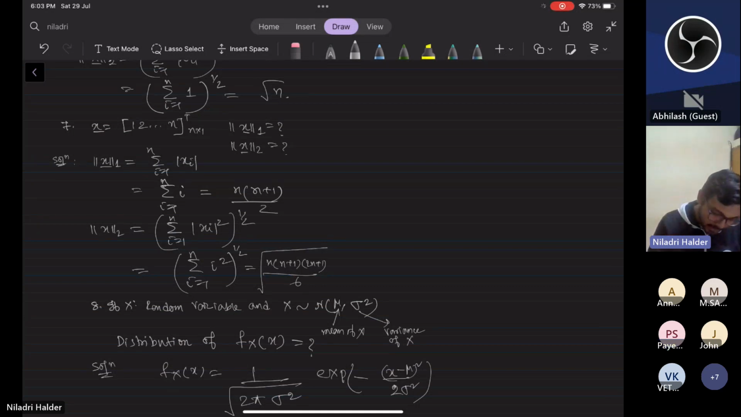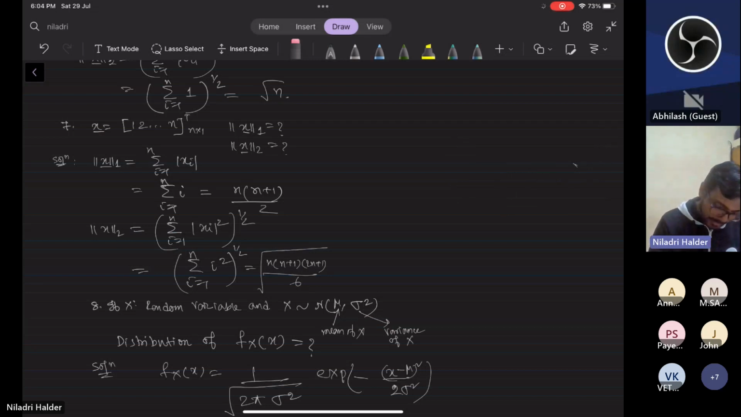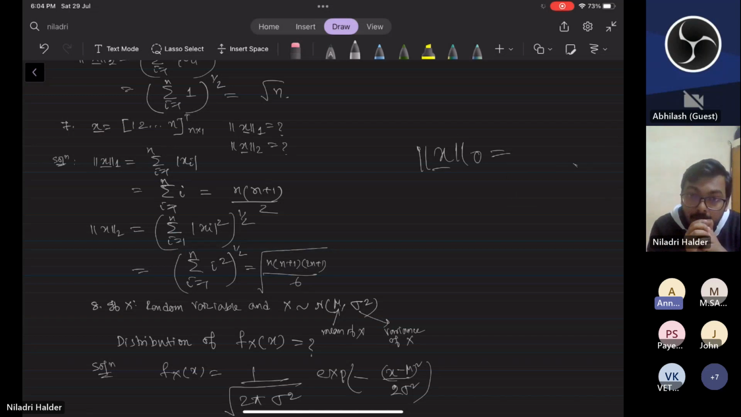So the formula that I have written is for the LP norm, equals to summation of |xi| to the power p, whole to the power 1 by p, and that is for P greater than or equal to 1. So after L1, L2, we can find up to infinity. But for L0 norm, we can define it differently. Sir, how will the infinity norm be defined then? Yeah, the infinity norm can't be defined using this formula.